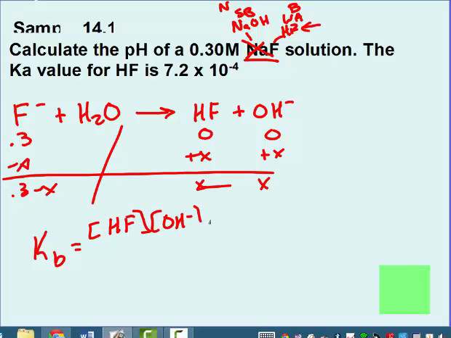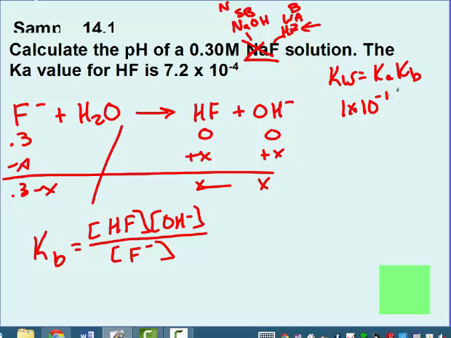We get that? Do we have a Kb value? We only have Ka. So all we need to do is say Kw is equal to Ka times Kb. And so 1 times 10 to the negative 14 over 7.2 times 10 to the negative 4 is equal to your Kb. So Kb is equal to what?